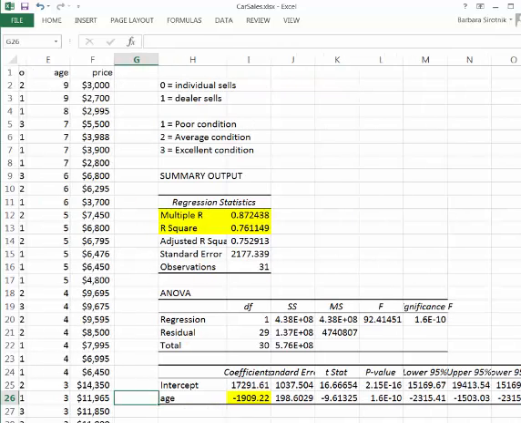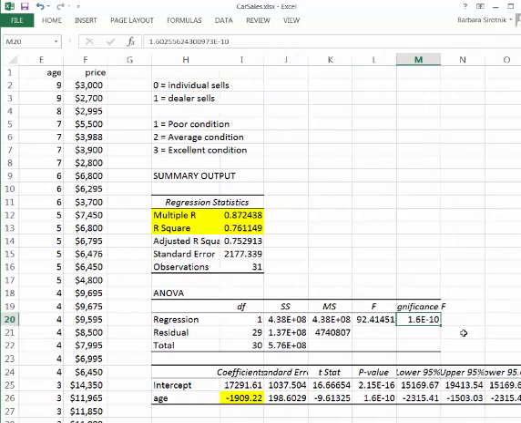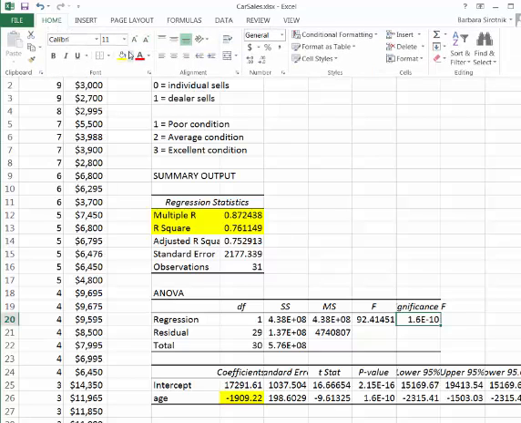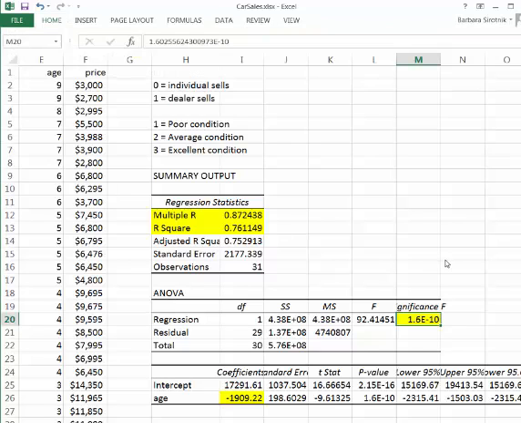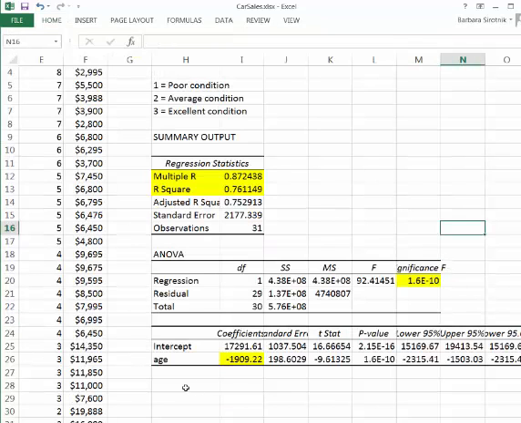I move this over. I do see that the significance is 1.6 e minus 10. What does that mean? Well, what that means is that I'm going to take this decimal point and move it to the left 10 places. 0.00000000016. Definitely less than 0.05. So we do have a good predictive model. And what is that predictive model?